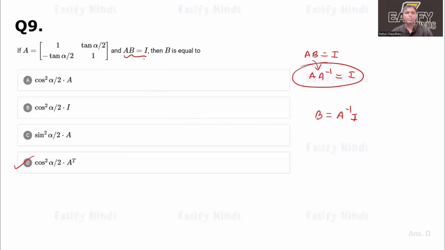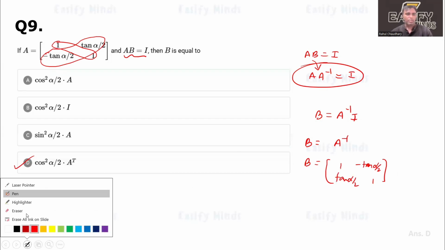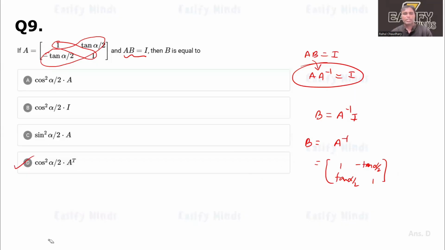They are asking about B. So B is equal to nothing but A inverse. How to find the A inverse of a 2 into 2 matrix? I am telling the very shortest method. This position will change, so 1 and 1, and this sign will change. So it is minus tan alpha by 2, tan alpha by 2. This is the adjoint of A.